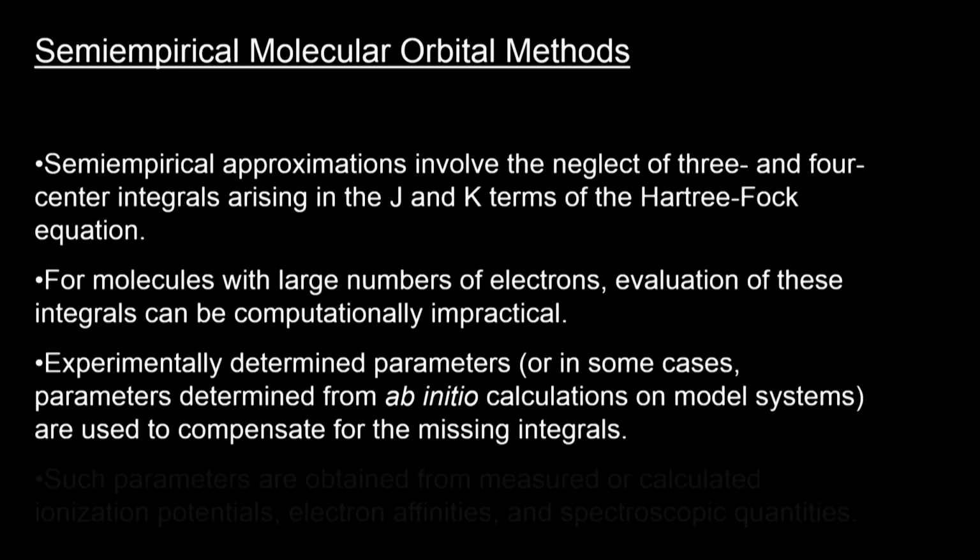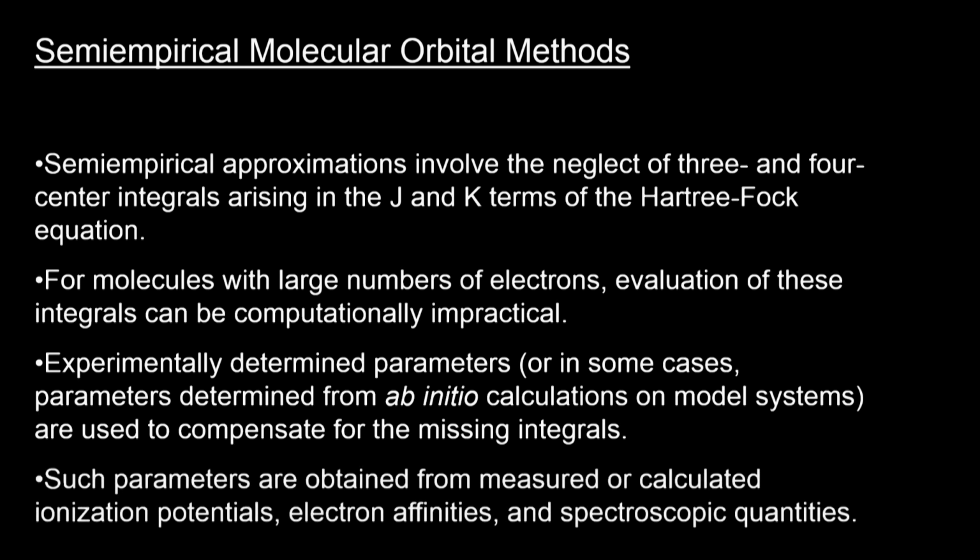So, we have the semi empirical molecular orbital method. There are many semi empirical molecular orbital methods, approximations which involve the neglect of 3 and 4 center integrals arising in the J and K terms of the Hartree-Fock equation. For molecules with a large number of electrons, evaluation of these integrals can be computationally impractical. So, we neglect them, we take only 1 and 2 center integrals.